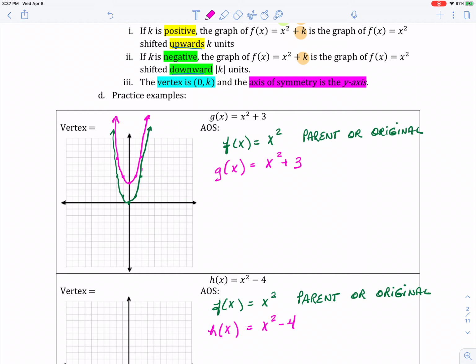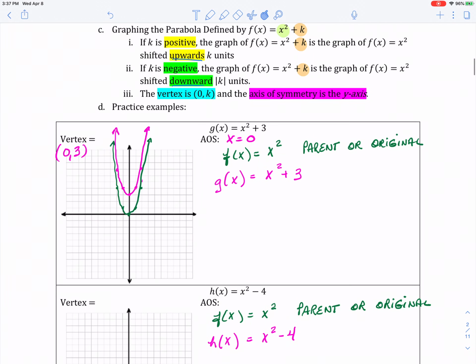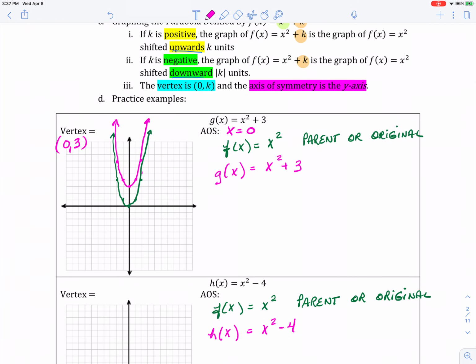So that one has a vertical shift of +3. The vertex is at 0, 3. And the axis of symmetry is at x equals 0. Again, here's the axis of symmetry running right up and down the y-axis.